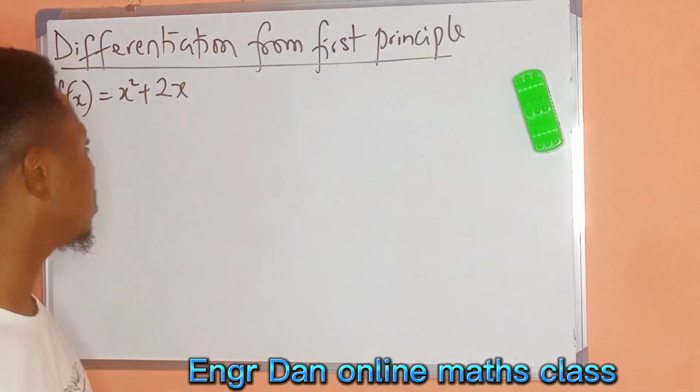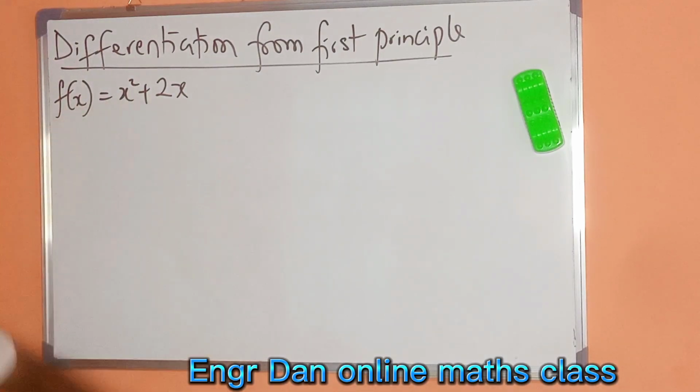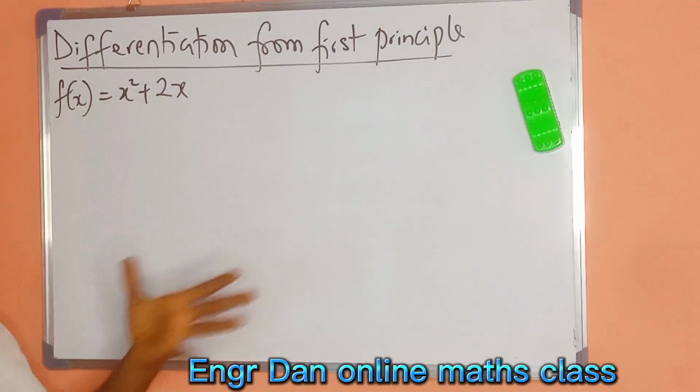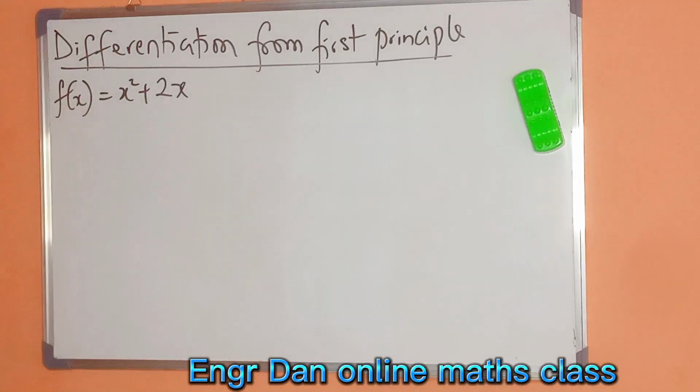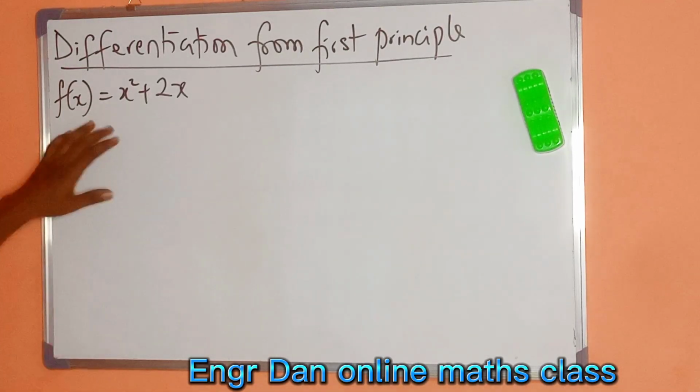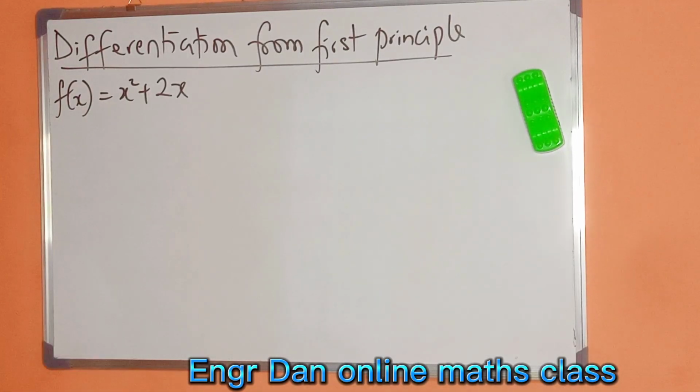Alright, let's just focus on this. I want to differentiate this function from first principle. Okay, how do we do that? Differentiating from first principle has a formula. Just follow the formula and you'll be good.